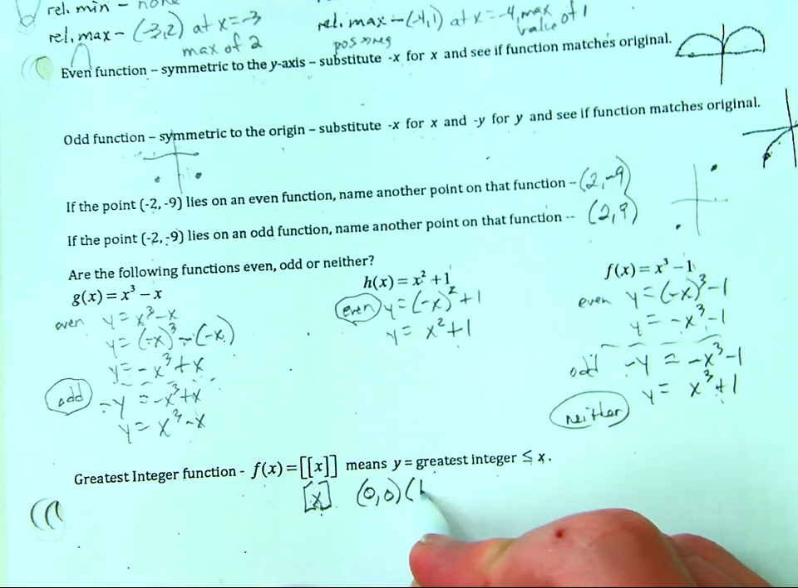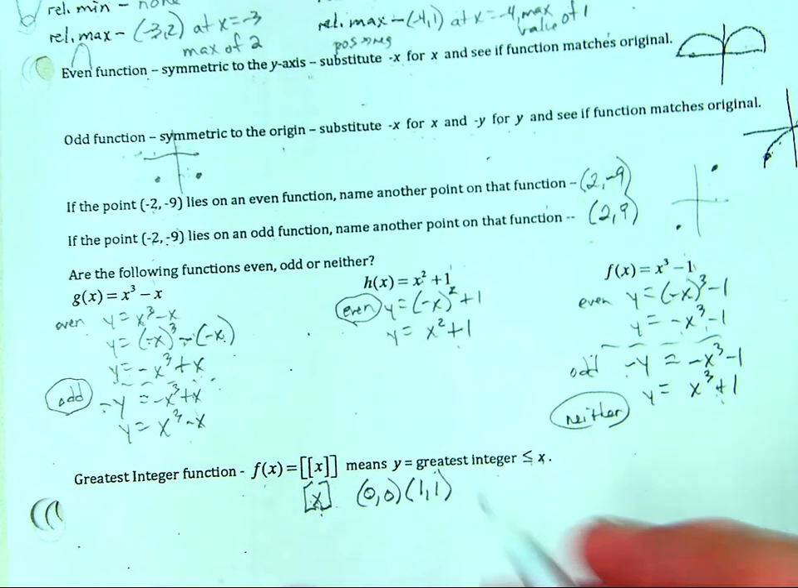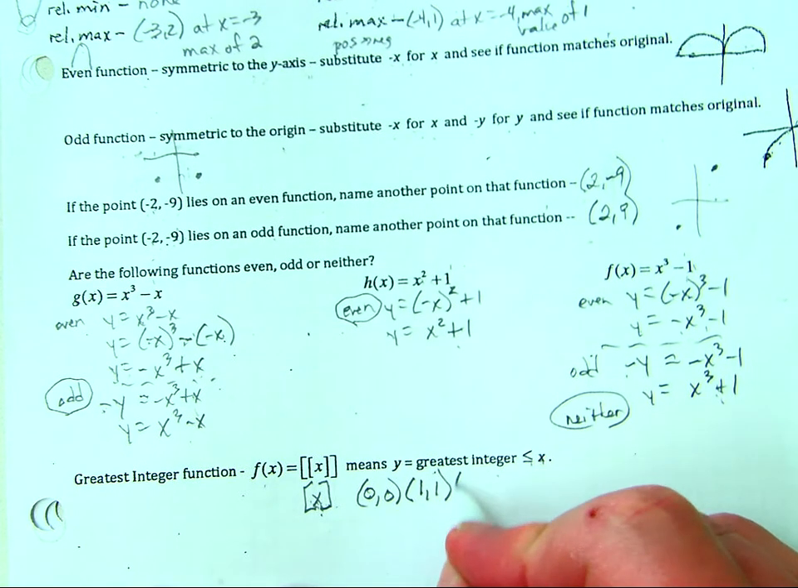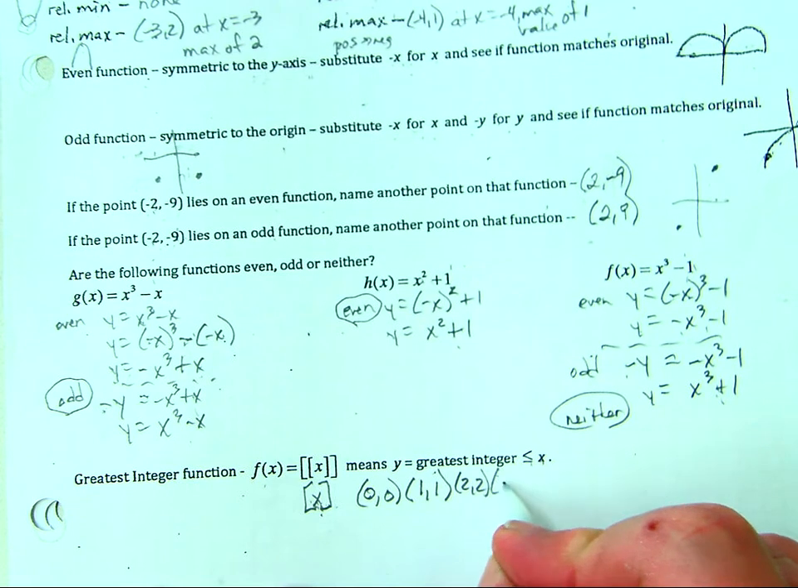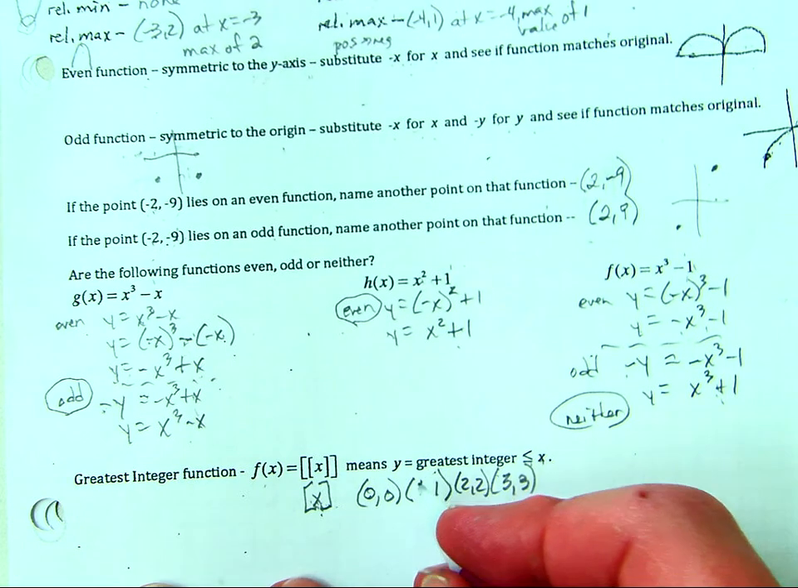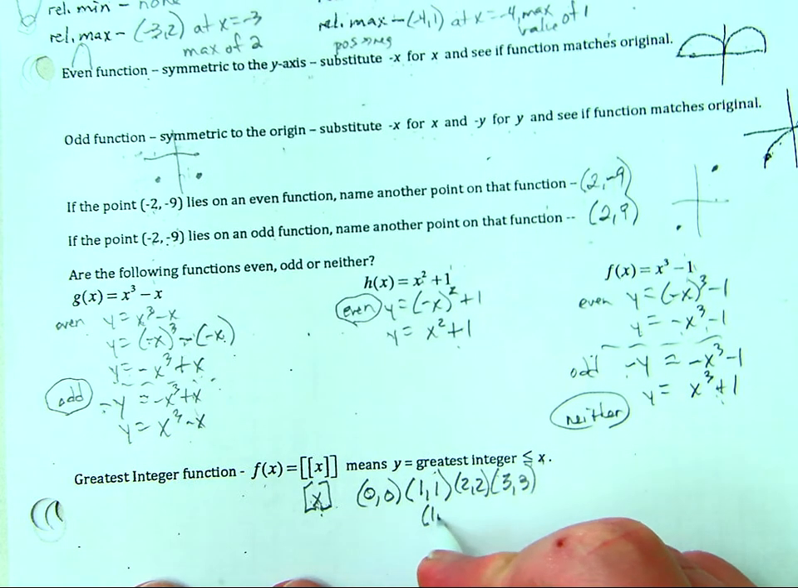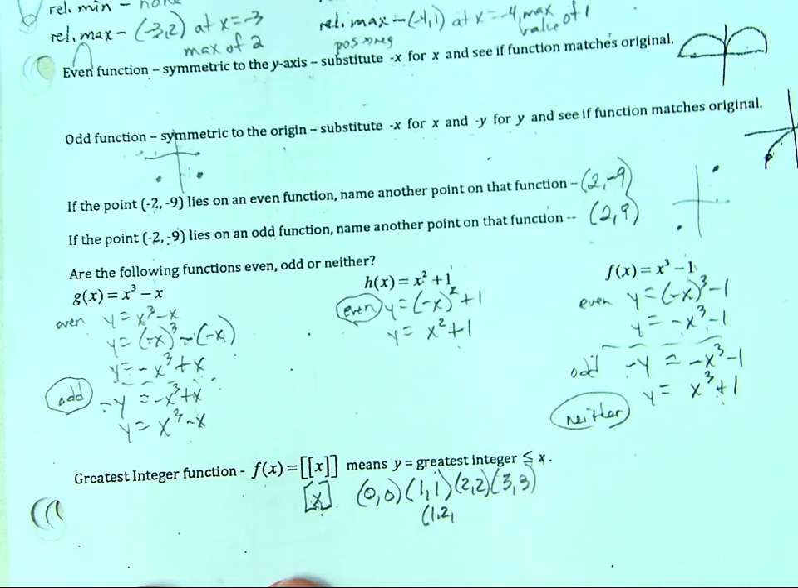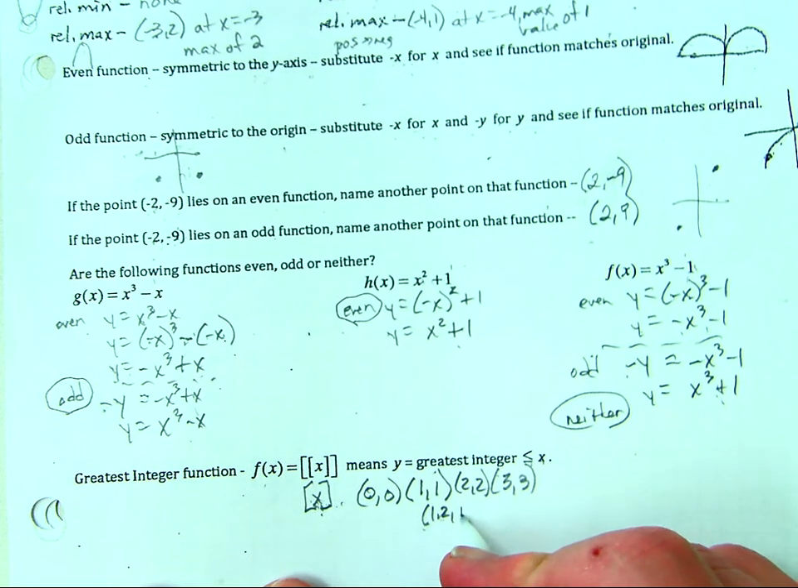The greatest integer less than or equal to 1 is 1. The greatest integer less than or equal to 2 is 2. Greatest integer less than or equal to 3 is 3. So that part doesn't change. It's the fractions that are different. What if I put in 1.2? What's the greatest integer less than or equal to 1.2? Well, less than 1.2, the next integer is 1.